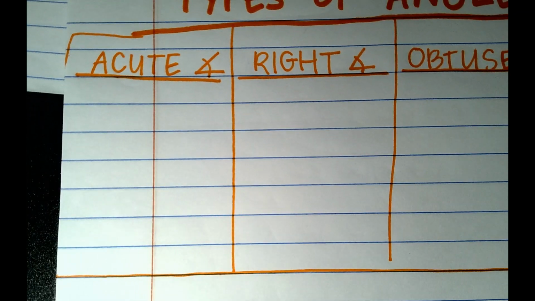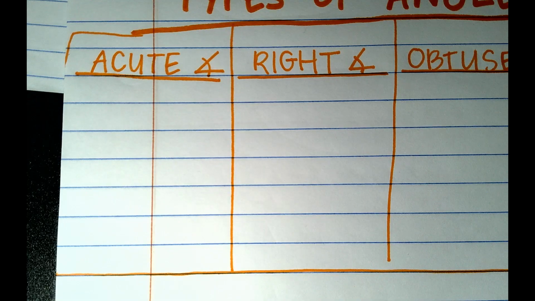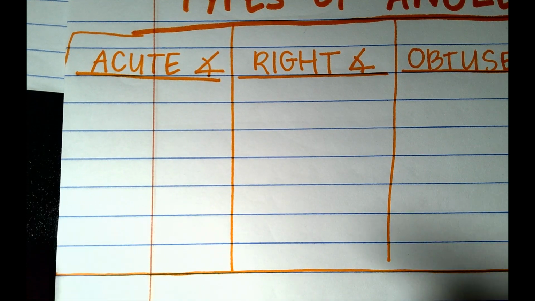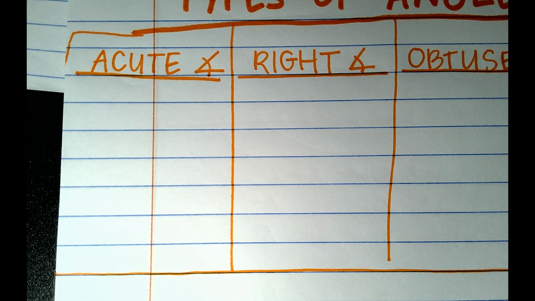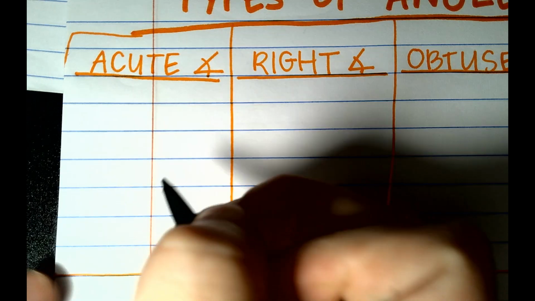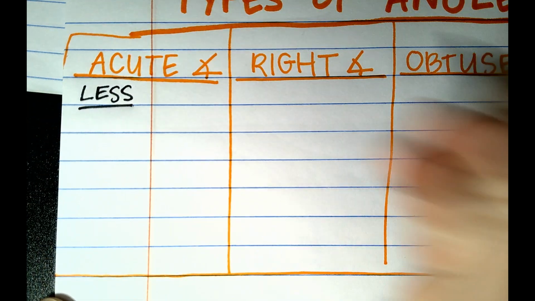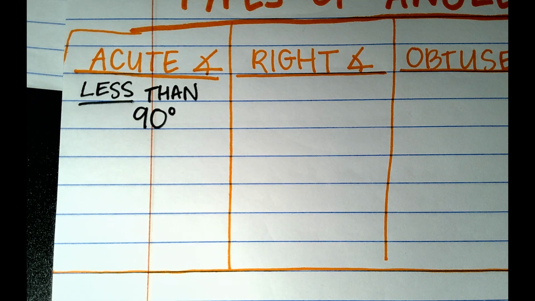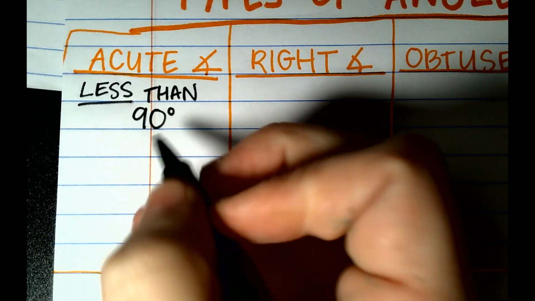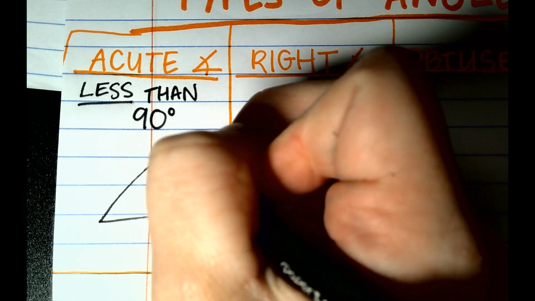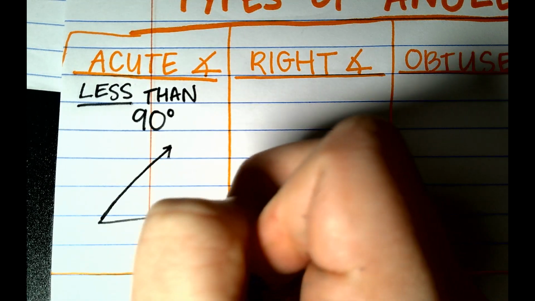Right there. So, an acute angle is any angle that is less than 90 degrees. So I'm going to write less than 90 degrees. And an example of an acute angle, it could just be something like this. That's an acute angle. It's less than 90 degrees.